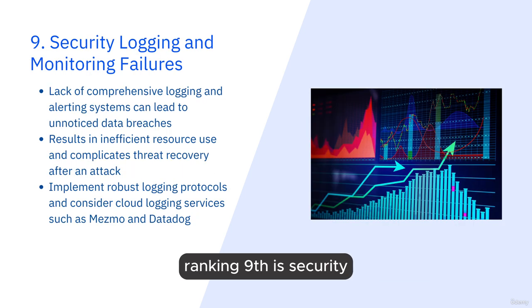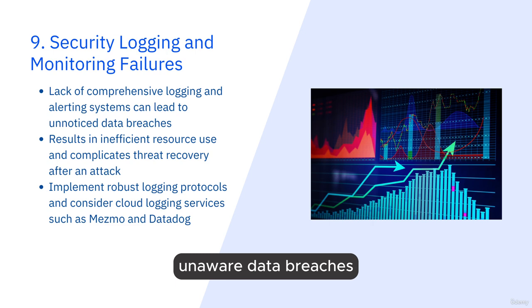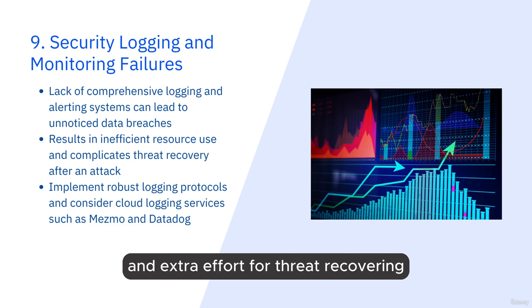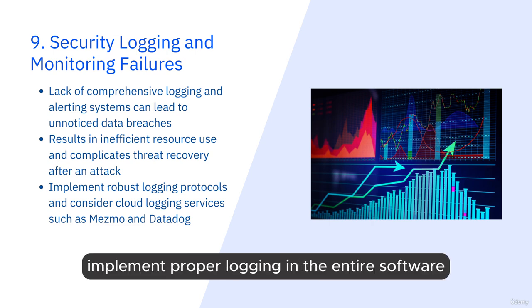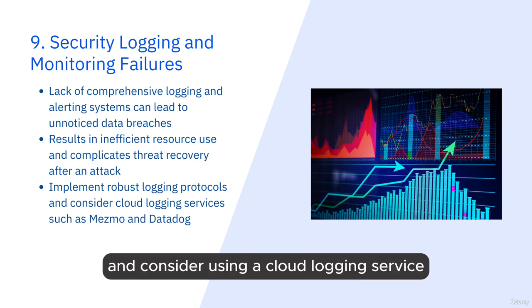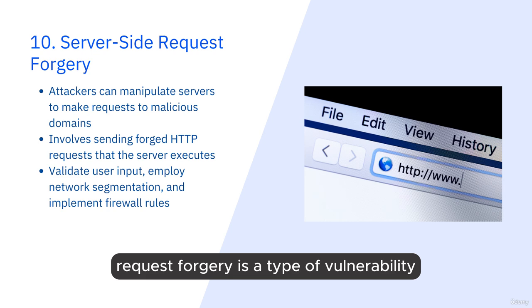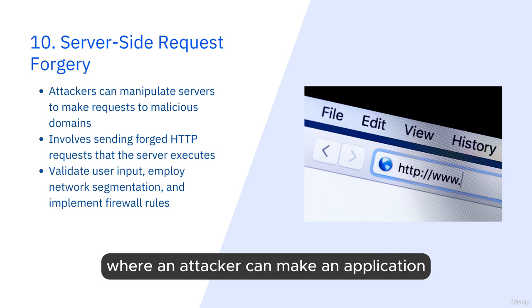Ranking 9th is security logging and monitoring failures. This vulnerability is an internal issue where a lack of logging and alerting can lead to wasteful resource usage, unaware data breaches, and extra effort for threat recovery. To prevent this, implement proper logging in the entire software architecture and consider using a cloud logging service such as Mezmo or Datadog.